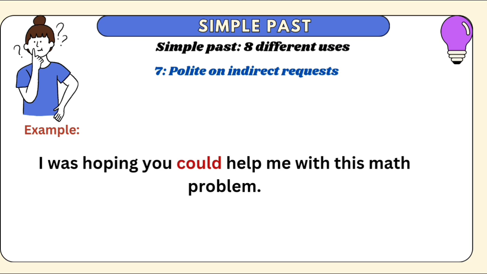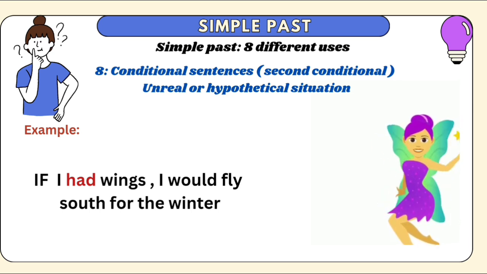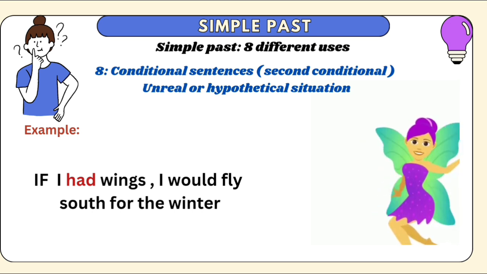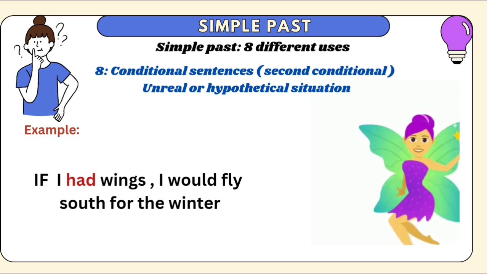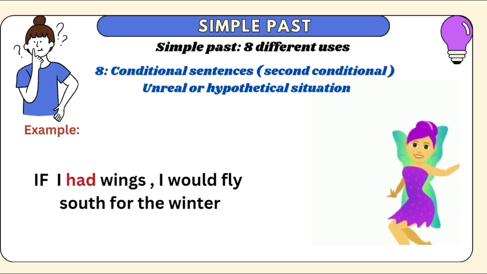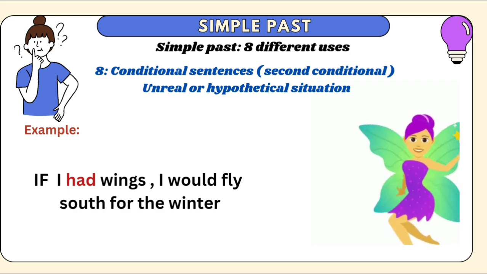Number 8, conditional sentences. Now, this is the second conditional. It is the unreal or hypothetical situation, or hypothetical conditional. Here it is. If I had wings, I would fly south for the winter. But I don't have wings. It's an unreal situation.